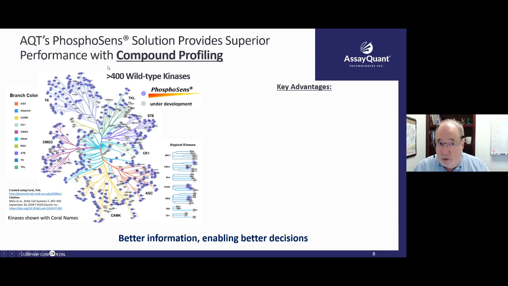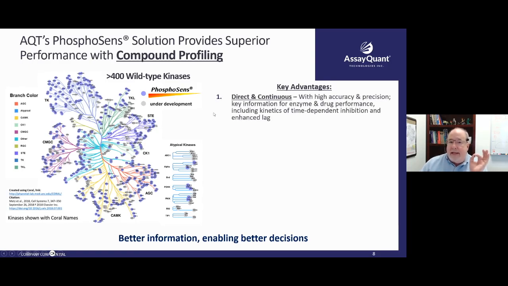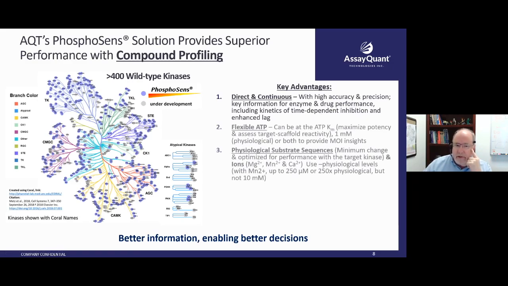So we have 403 wild-type kinases at current, actually a little bit less. And that's a good fraction of the 518 or so kinases that have been identified out there. And we're adding more and more as we go along. As I said, what we do here is direct and continuous with high accuracy and high precision, all from the assay system itself. And what we do allows us not only to get an endpoint, but if we're in the sweet spot of the inhibition, we can actually diagnose time-dependent inhibition and enhanced lag, other types of interesting kinetic observations right from the initial reads at the start.